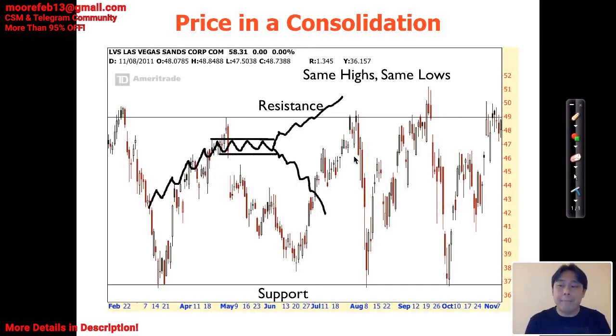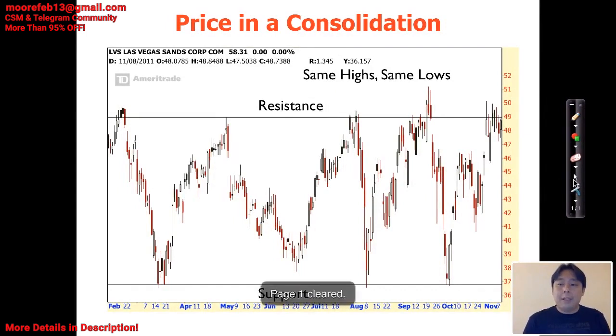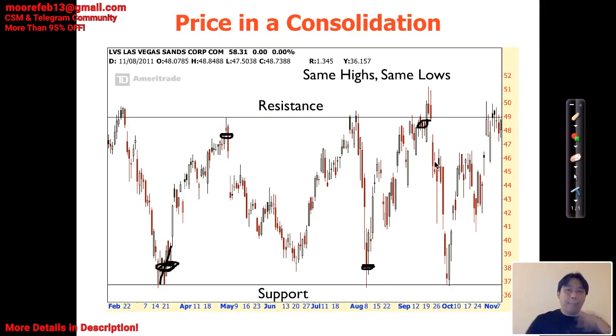Now, having said that, sometimes if the range between support and resistance is wide enough, you could make money by buying at the support level when it bounces off, selling at the resistance, buying back near the support, selling at the resistance, and continue this process. So this technique is called trading the range. Buy, sell, buy, sell, buy, sell. But the range has to be wide enough.